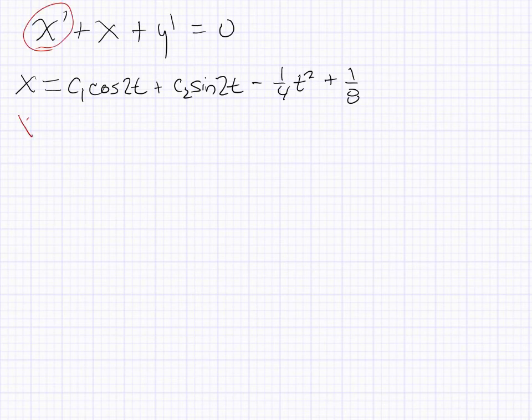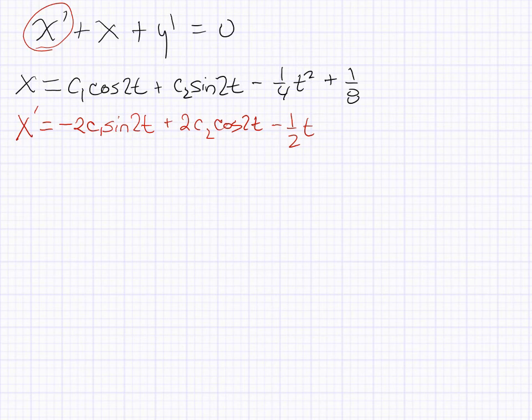So let's just do that right now. X prime would be minus 2 C1 sine 2t plus 2 C2 cosine 2t minus 1/2 t, and then that'll be plus 0, so that we're not going to write. So there's your x prime.